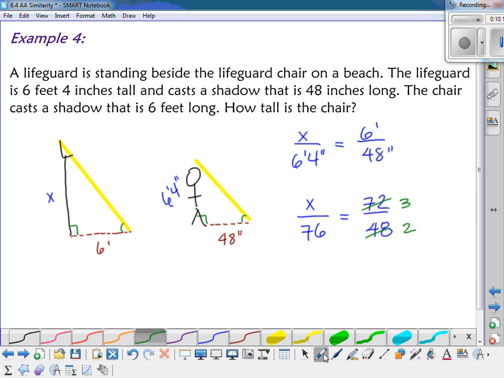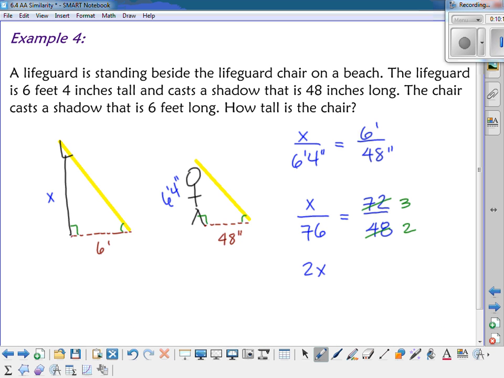And now if I cross multiply, I get that 2x is equal to 3 times 76, or 228. And so when I divide by 2, I get that x is equal to 114 inches. And we'll go ahead and convert that back to feet and inches. That comes out to 9 feet, 6 inches. So the chair is 9 feet, 6 inches tall.